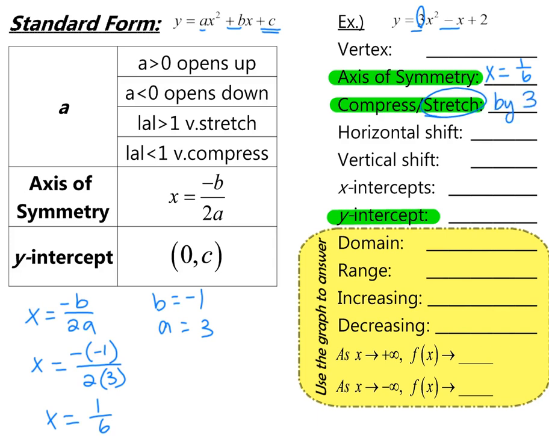of 3. Now lastly, we can take the y-intercept, which is going to be the coordinate point (0, 2), seeing our constant positive 2. So again, these are the 3 pieces of information we can gather from the standard form of a quadratic. Everything else will need a little bit more work to find the information, and then of course what's highlighted in yellow we'll answer after we have graphed the function.